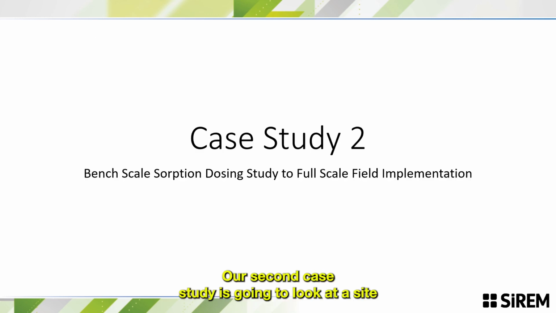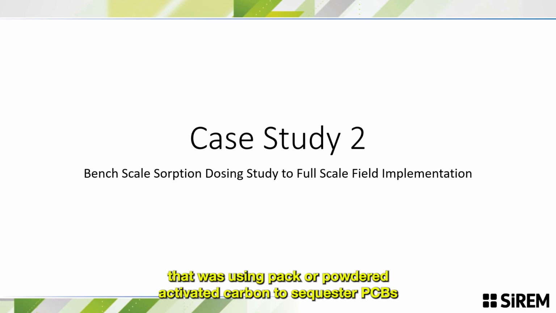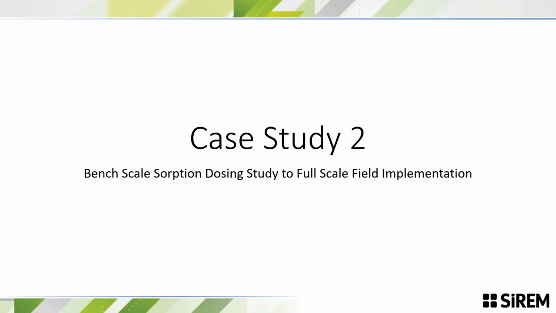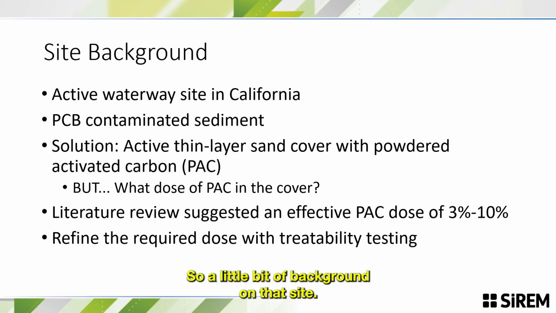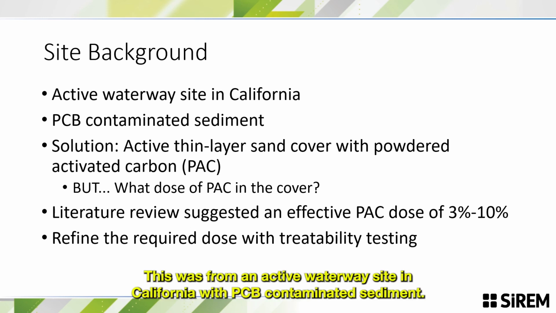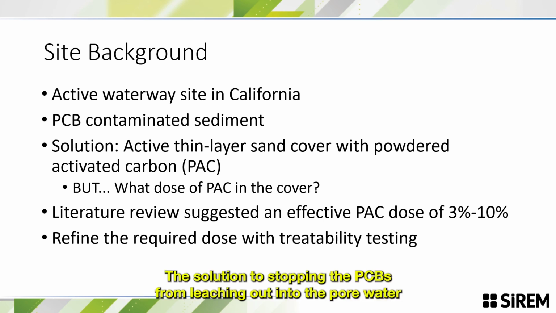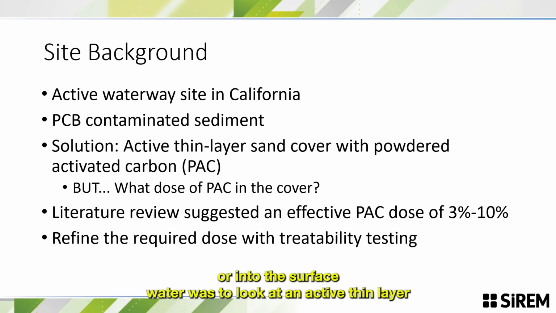Our second case study is going to look at a site that was using PAC, or powdered activated carbon, to sequester PCBs that moved from a bench scale study to a full-scale field implementation. So a little bit of background on that site. This was from an active waterway site in California with PCB contaminated sediment. The solution to stopping the PCBs from leaching out into the pore water or into the surface water was to look at an active thin layer sand cover mixed with powdered activated carbon.